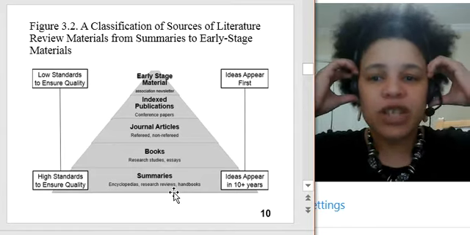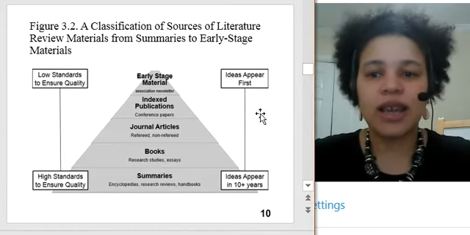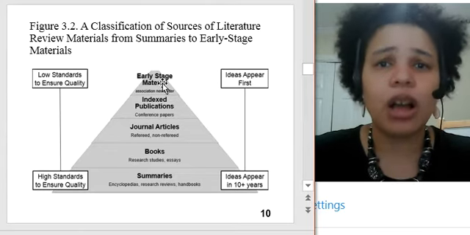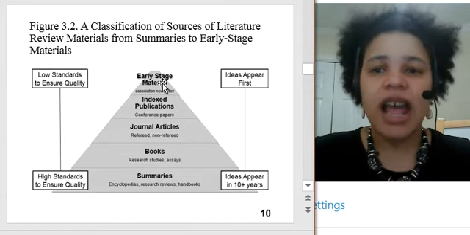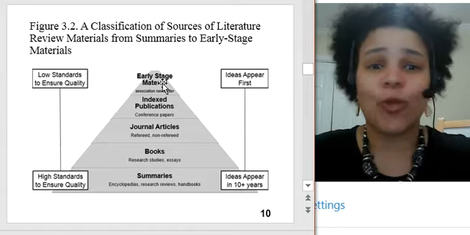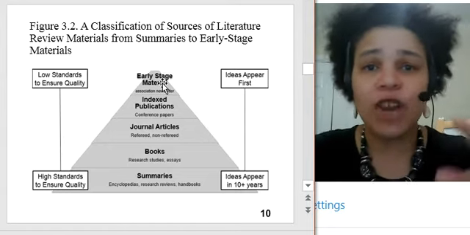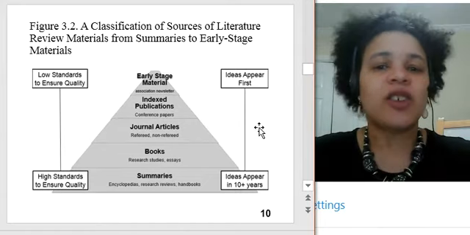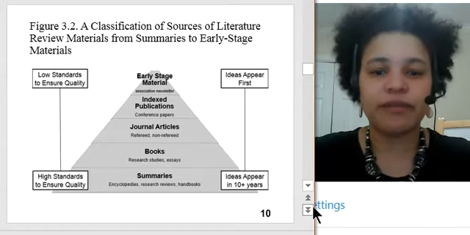And then early stage material, like stuff from conferences and that kind of thing, stuff that someone might have written in their blog about their experiences as an educator, as a leader, as a counselor. It might be right now, down to the minute, very fresh, very current information, but it hasn't been vetted by anyone. So that's kind of the trade-off that you're looking at. Journal articles tend to be somewhere in between.